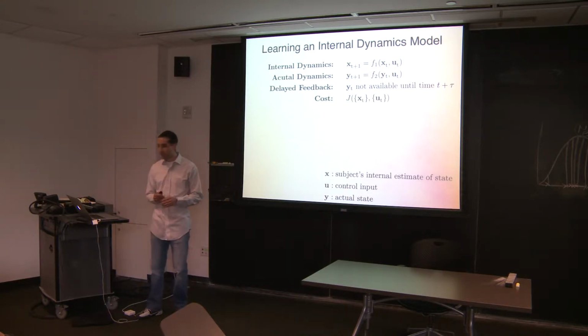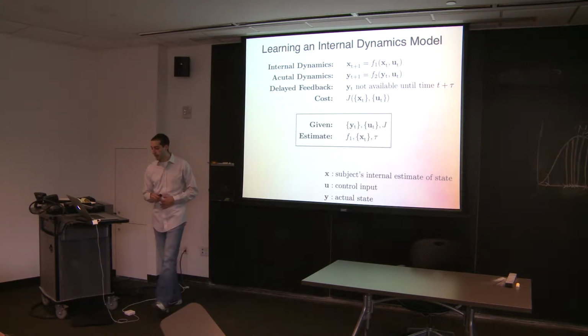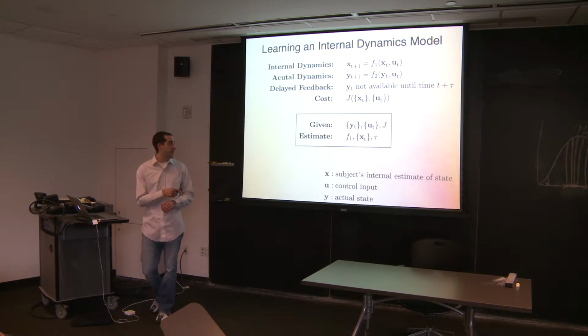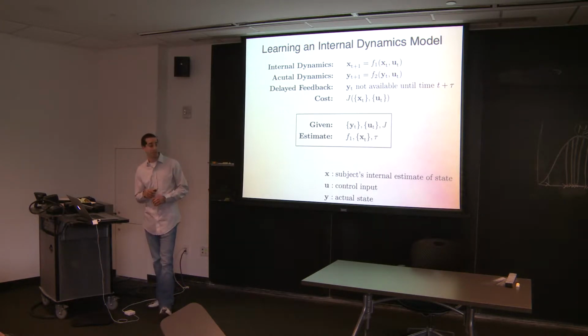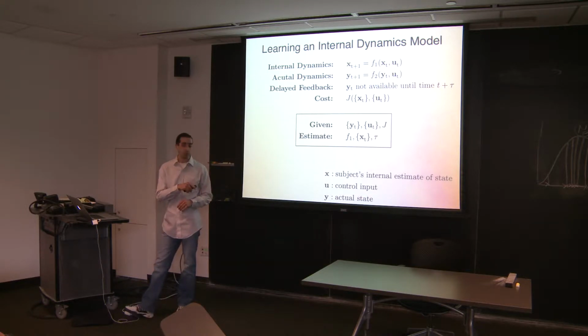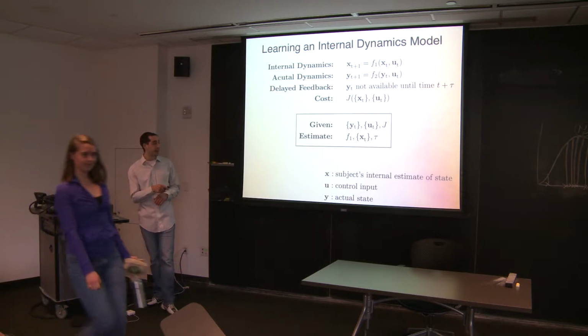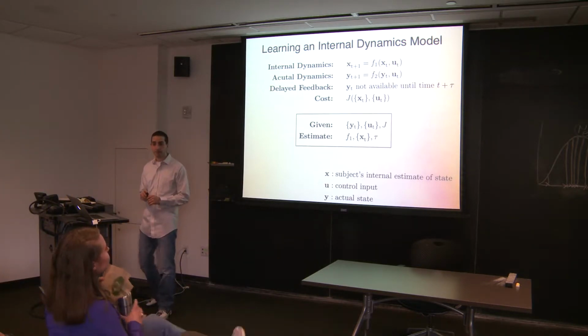And so in this framework, there will also be some notion of a cost function that I'll talk about in specifics a little later. But the actual question we want to solve is, if we're given the actual states of the system, and we're given the control signal sent by the subject, and we know something about the cost function, can we estimate what the subject believes the dynamics are, and the subject's beliefs about the state of the system? And we're also going to be interested in trying to learn the feedback delay, that's tau, from data.